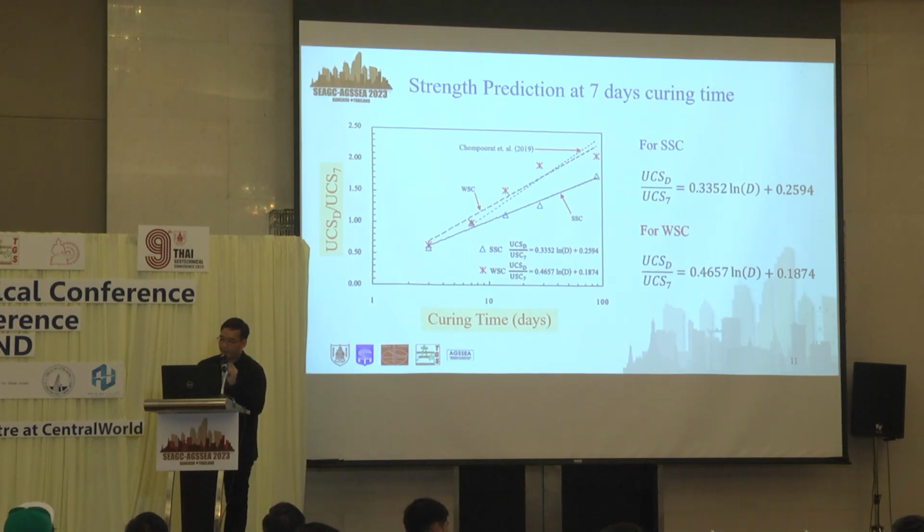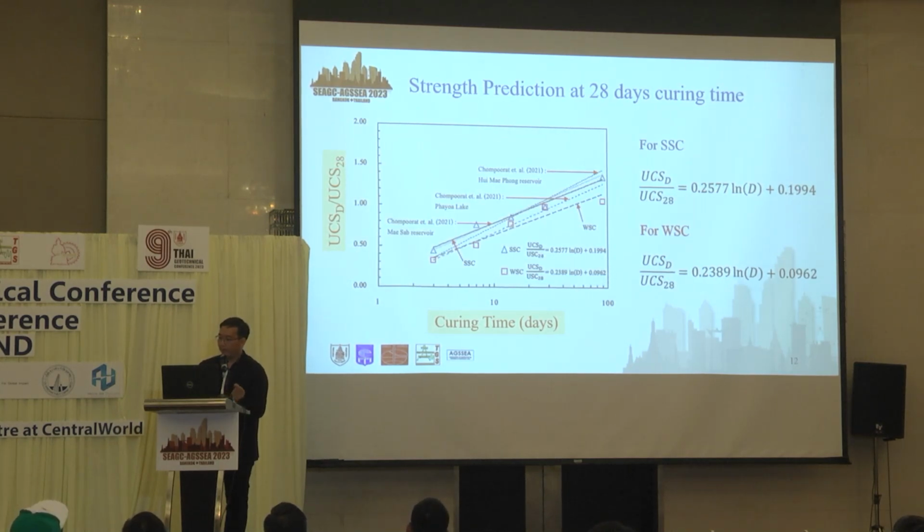The relationship between the unconfined compressive strength and curing time, normalized by the strength at 7 days of curing time, was proposed following the study by Chumpurat et al. in 2019. They improved lake-based sediment that is high moisture content slurry. We compare WSC and SSC to their result in linear relationships in the semi-logarithmic plots. The slope of the SSC was lower than the others, indicating a slower strength development over time for the SSC. The equations shown in this slide can be used for strength predictions.